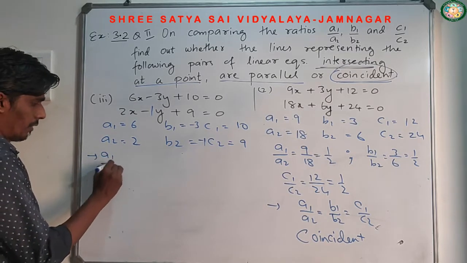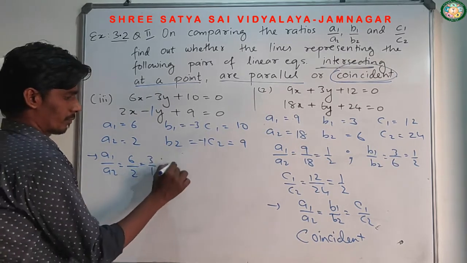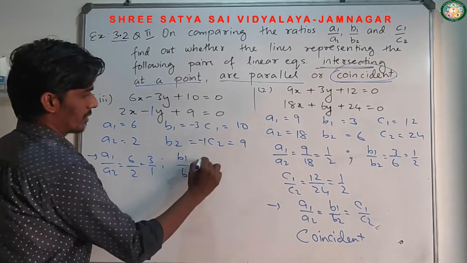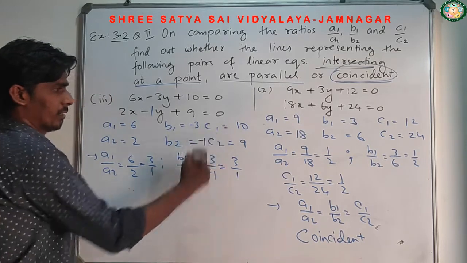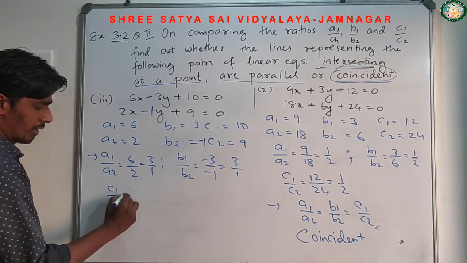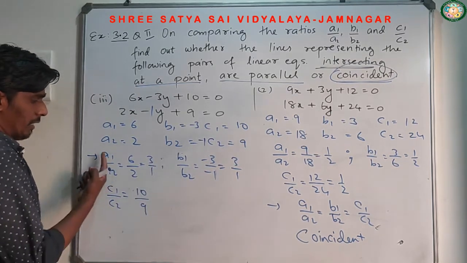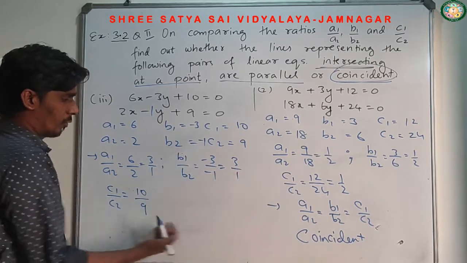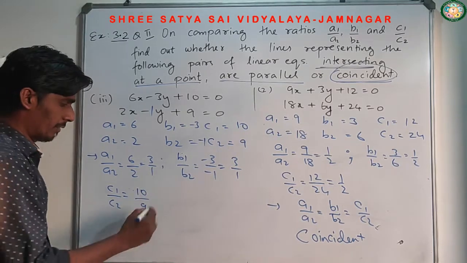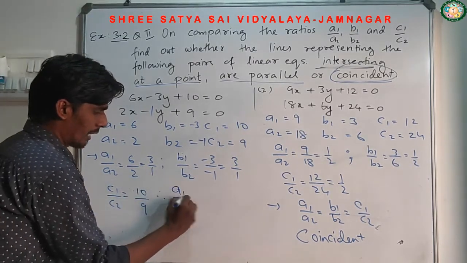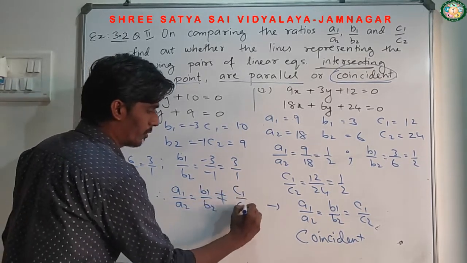Find out the ratios. a1 upon a2 is 6 by 2, that is 3 upon 1. b1 upon b2 is minus 3 upon minus 1. Negatives cancel, we get again 3 by 1. c1 upon c2 is 10 by 9. So here, if you write down the condition, a1 upon a2 equals b1 upon b2, both are 3 by 1 and 3 by 1. But c1 upon c2 is 10 by 9. So a1 upon a2 equals b1 upon b2, but it does not equal c1 upon c2.